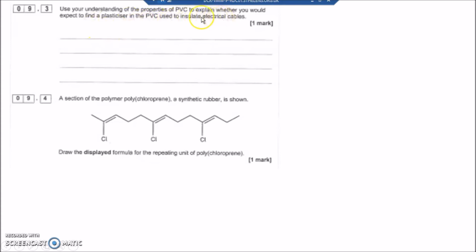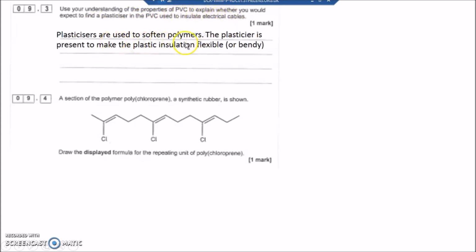So would you expect plasticizers to be used in insulated electrical cables? Yes, plasticizers are used to soften molecules. The plasticizer is present in the plastic insulation to make it bendy. So that's your answer. A section of the polymer polychloroprene, synthetic rubber, is shown below.